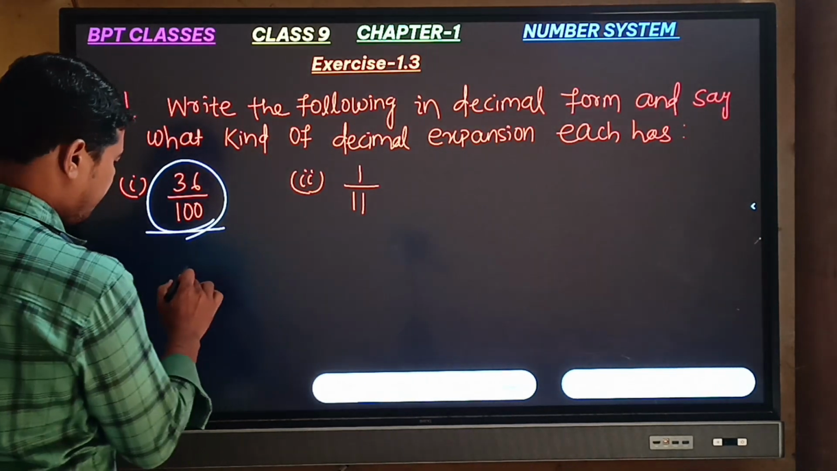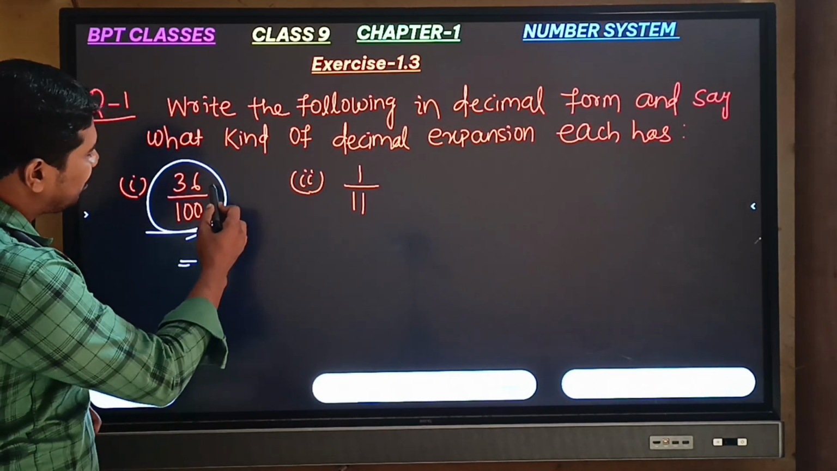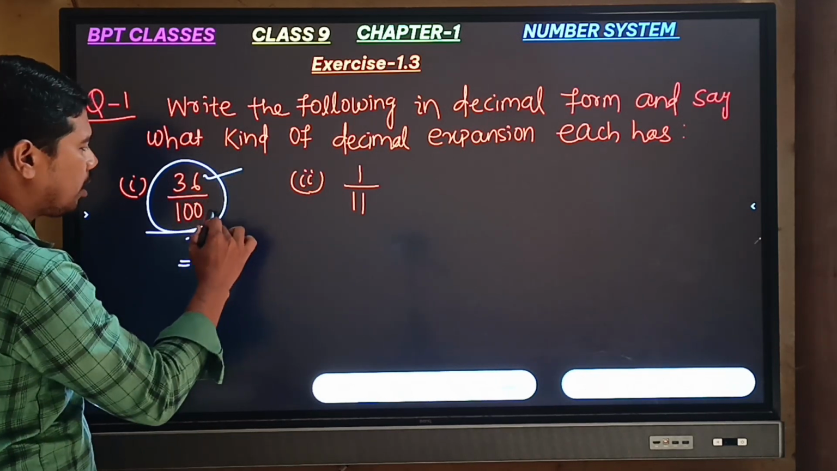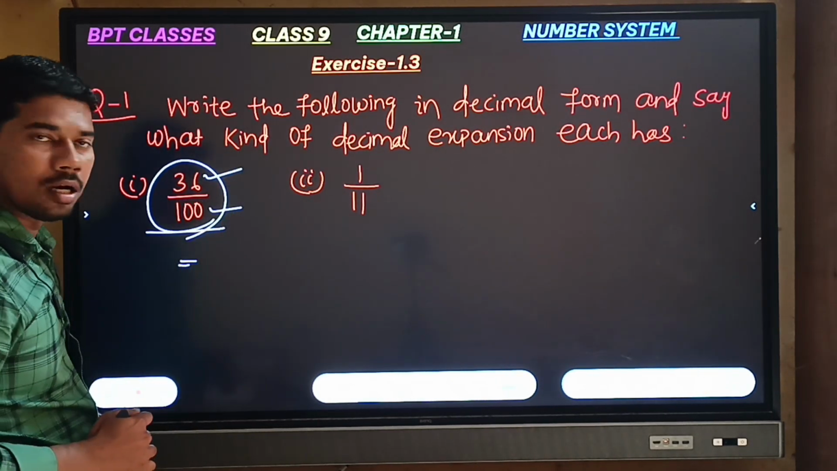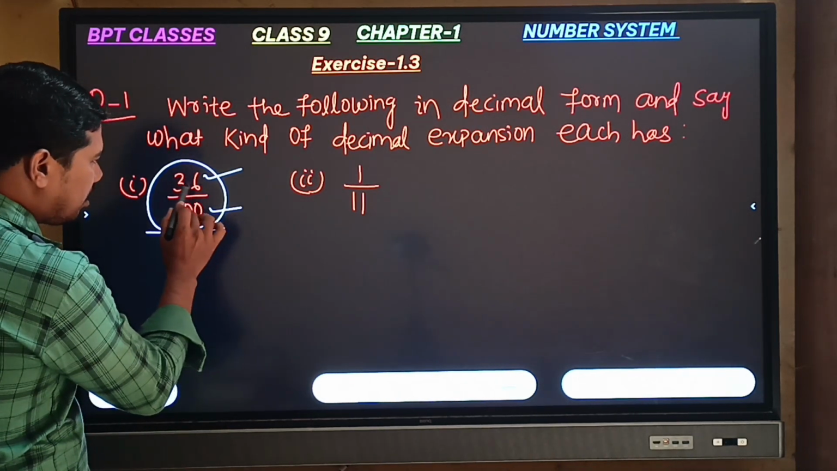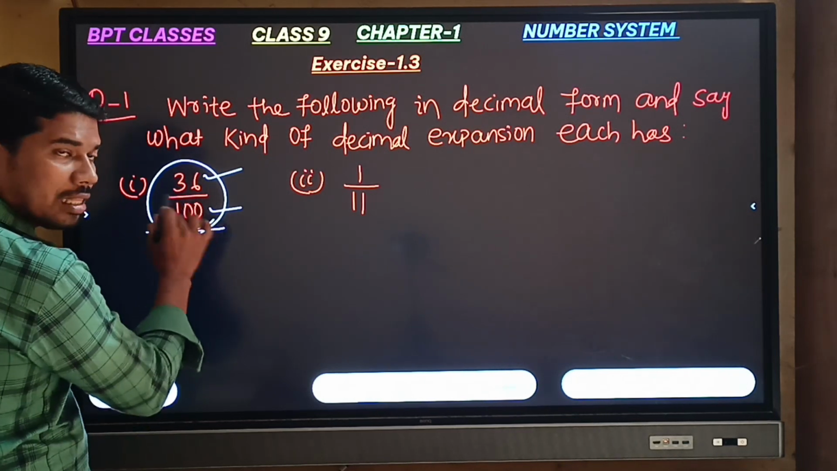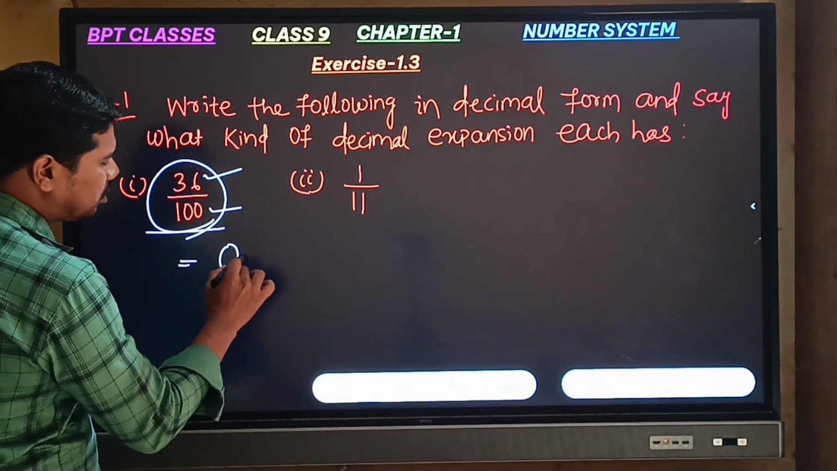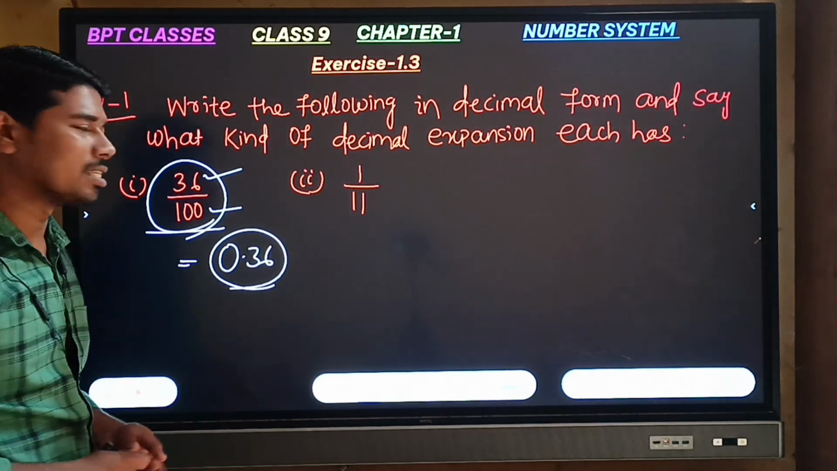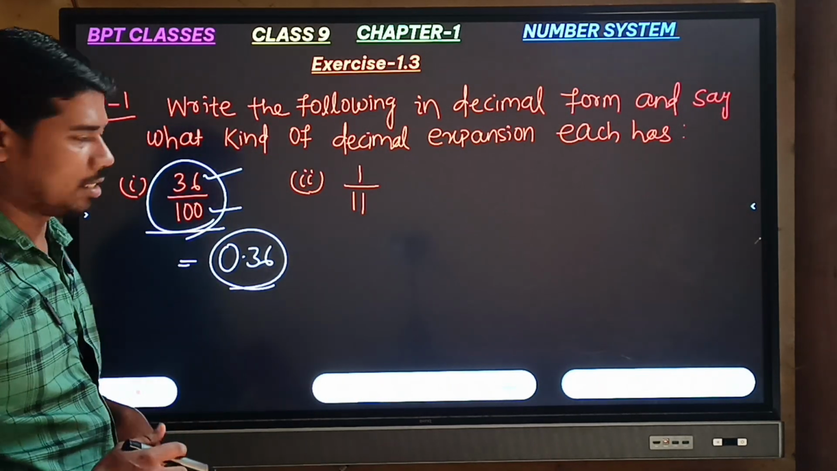So let's see. 36 by 100 means 36 is the numerator and 100 is the denominator. So 2 zeros are there, so there will be 2 digits after the decimal point, so we can write directly 0.36. This is the decimal expansion of 36 upon 100.